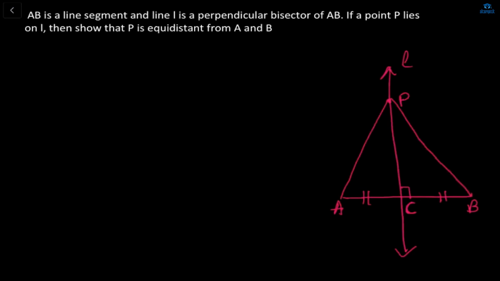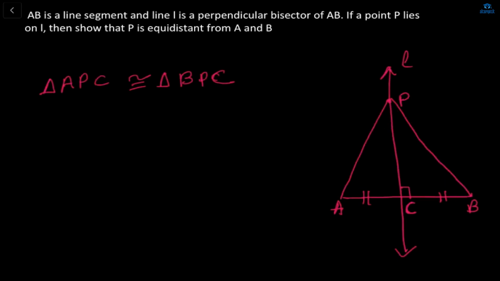Now, understood how you're going to draw the figure, everybody? Now you have to prove that AP is equal to PB. How can we prove that AP is equal to PB? If we can prove triangle APC is congruent to triangle BPC, then we can prove that AP is equal to PB.